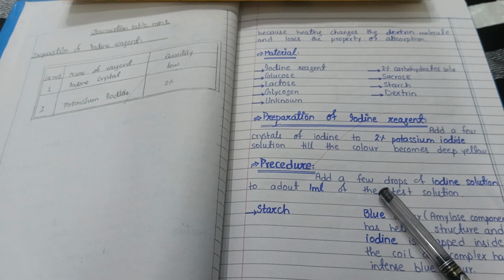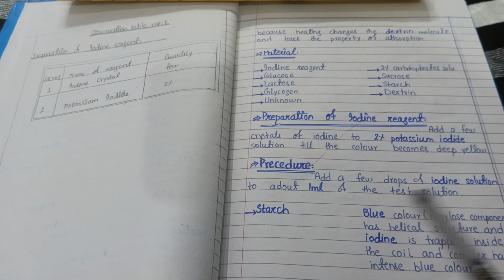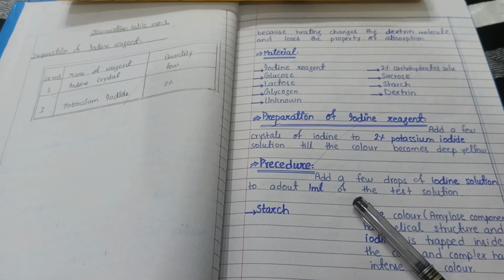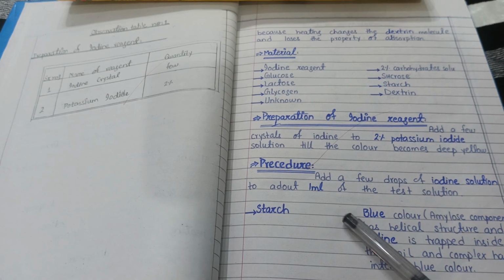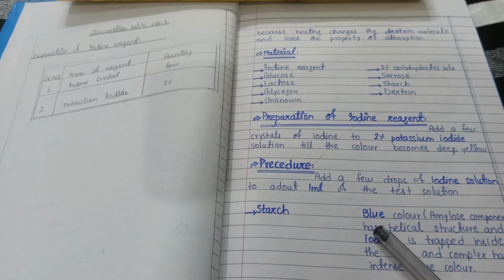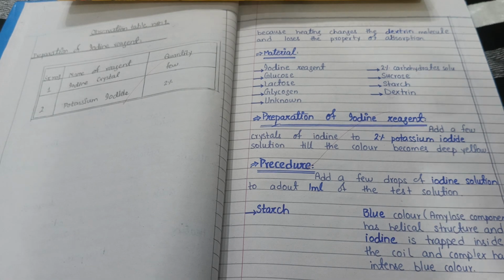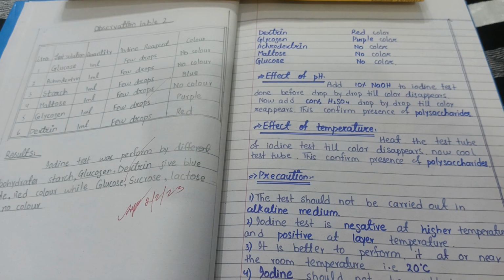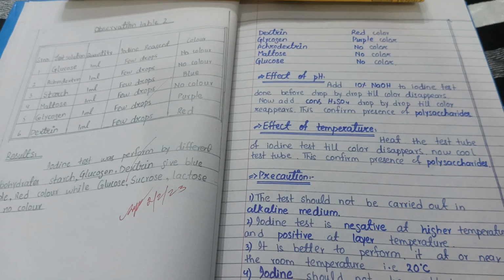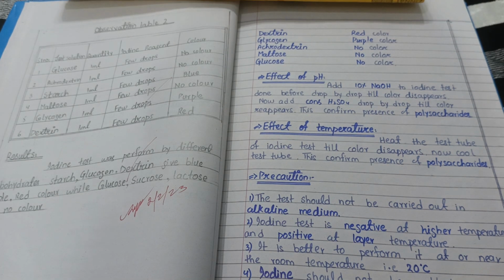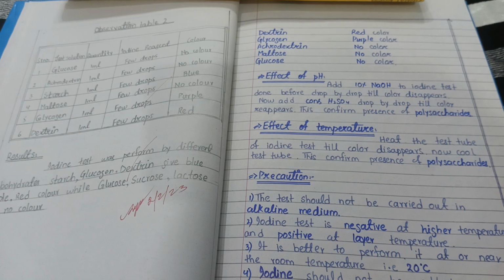After this, you will see the procedure. Now what you have to do is take 1 ml of your test solution and add a few drops of iodine reagent. Your starch is going to show blue color, dextrin is going to show red color, and glycogen is going to show purple color. Arcodextrin, maltose and glucose are going to show no color because they are not polysaccharides.